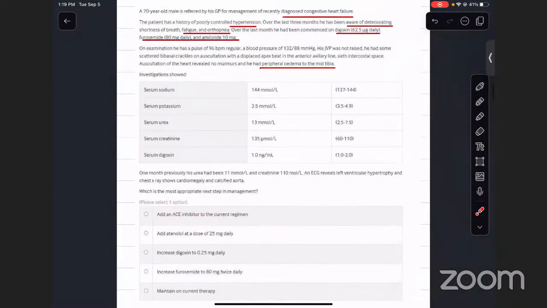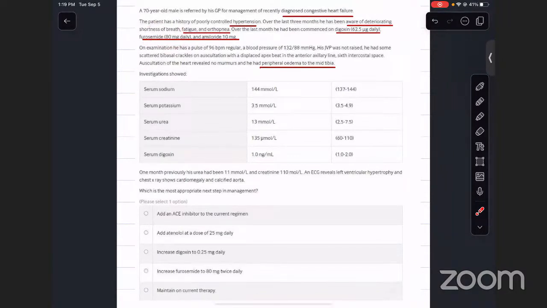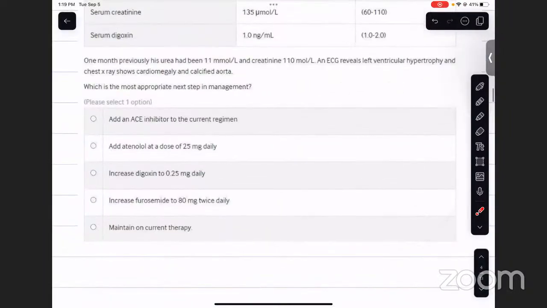So there's symptomatic treatment with diuretics. According to the NICE guideline, first line drugs will be ACE inhibitors and beta blockers. So here you can see the options: add an ACE inhibitor to the current regimen, add atenolol at a dose of 25 milligram daily, increase the digoxin to 0.25 milligram daily, furosemide to 80 milligram twice daily, maintain on current therapy. Okay, and the answer will be add an ACE inhibitor to the current regimen.